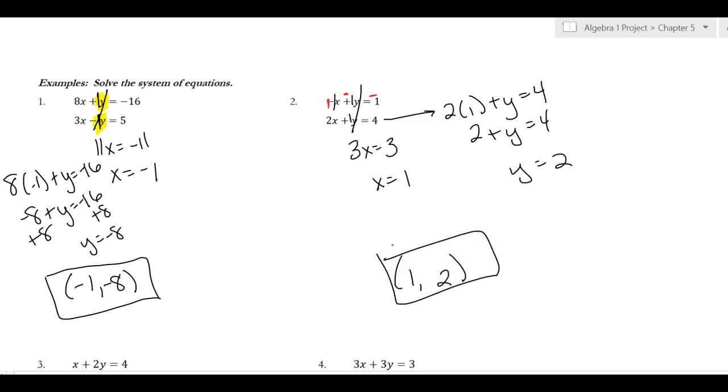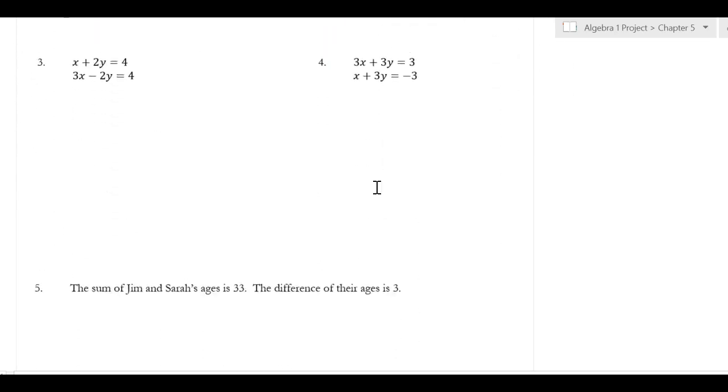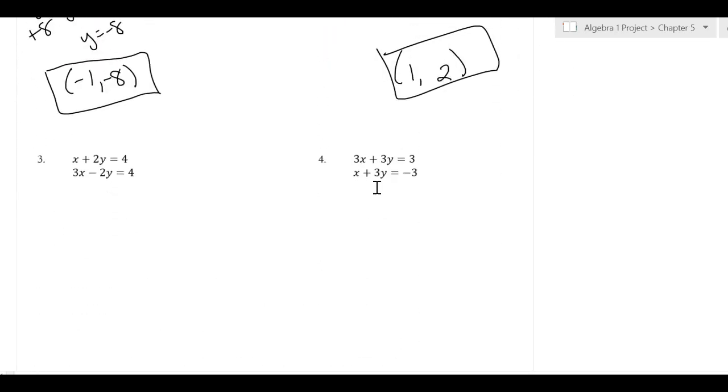Okay? So example 1 is where you just have to cross them off because they're the same number in different signs. Example 2, we had to change the signs. Okay, I would like you to try 3 and 4 on your own. 3 is like example 1, and 4 is like example 2. And when you think you're ready, press play.